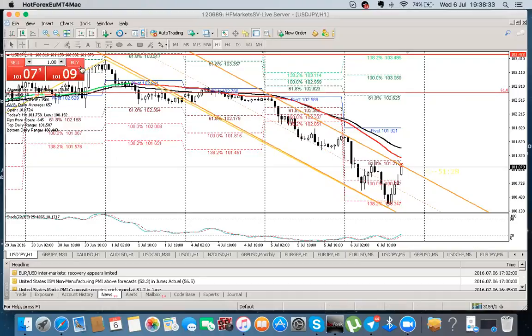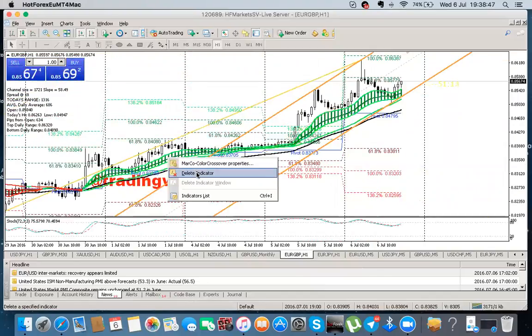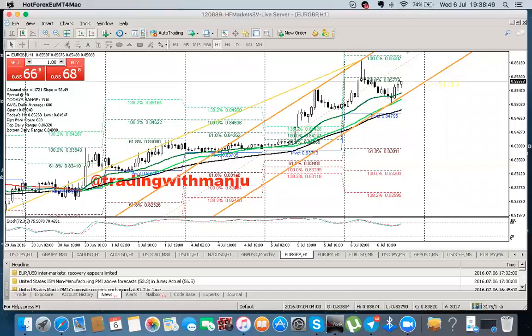We are in profit today. Let's talk about the euro versus pound entry that I took today. This is the chart. As usual, we first look at the pivot. It's above the pivot, which means the euro is stronger than the pound.